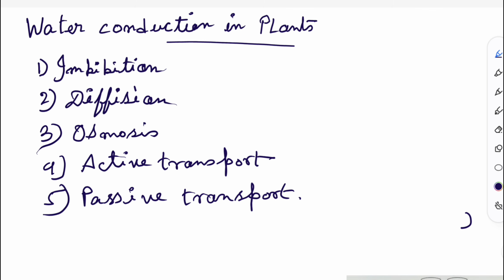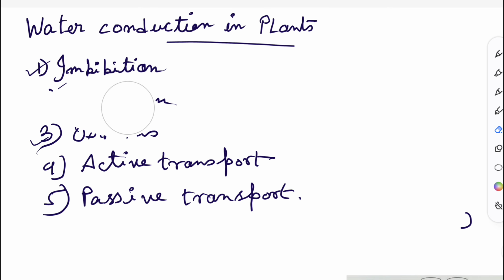These are the processes that we are going to learn in order to understand water conduction in plants. Today we are going to focus on a few topics: imbibition, diffusion and osmosis. Active transport and passive transport I am going to explain in my next video. Fine, so let's start with imbibition.